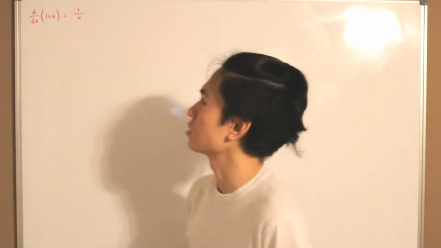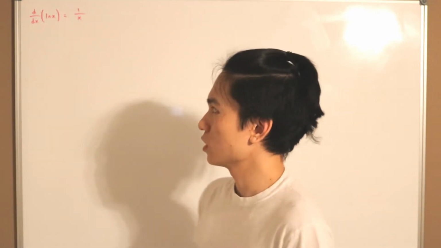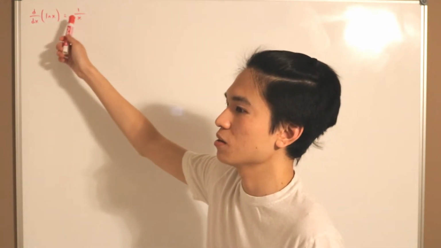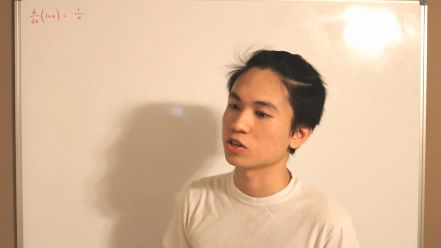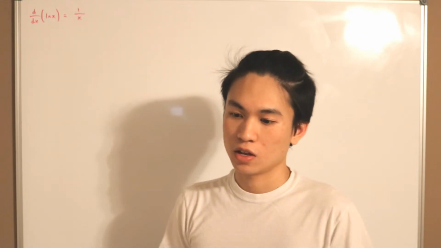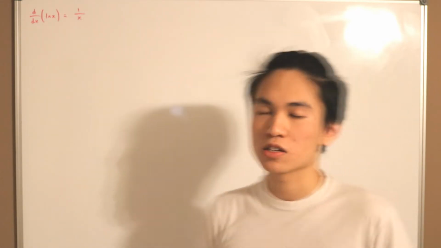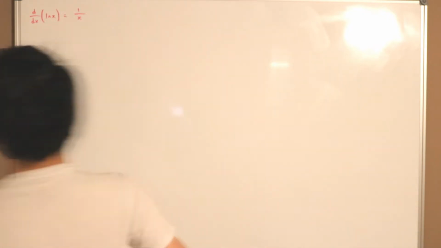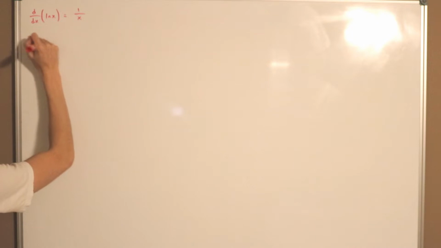Okay, so in today's video, we're going to be proving that the derivative of the natural log of x is equal to 1 over x, but by using the definition of a derivative. So with that, let's get started. Let's recall what the definition of the derivative says. With the formula, I'm going to write proof.